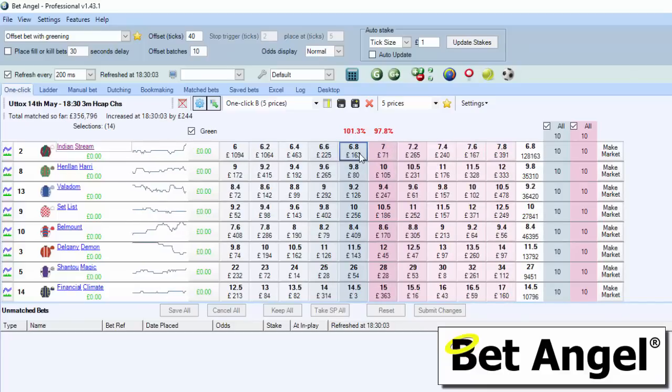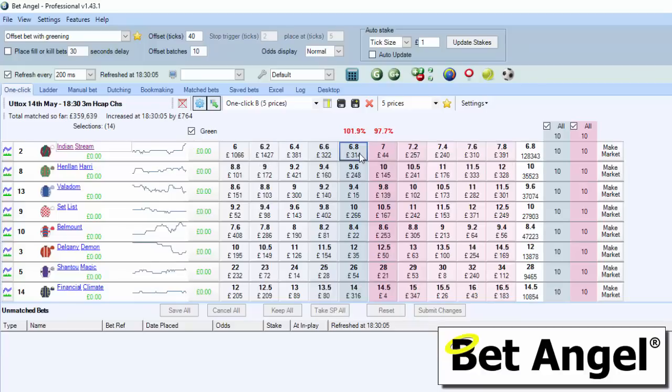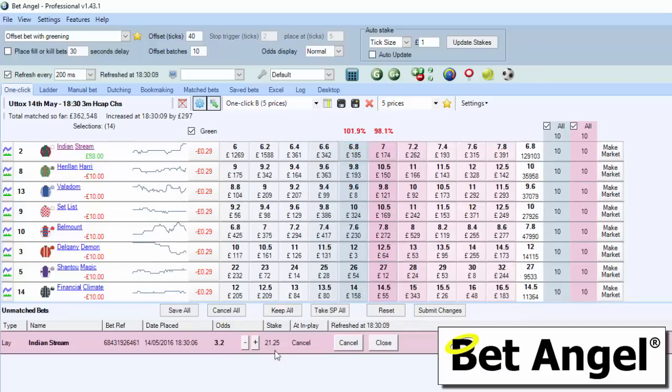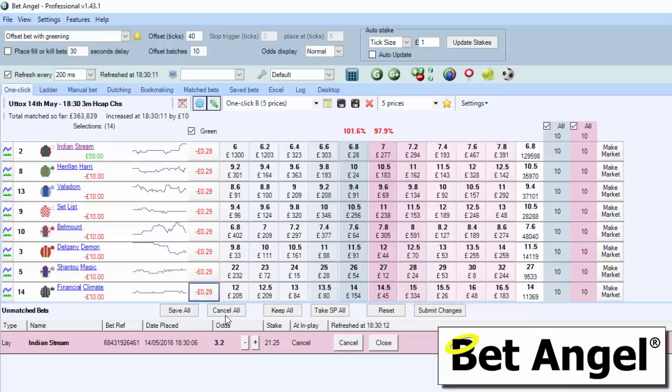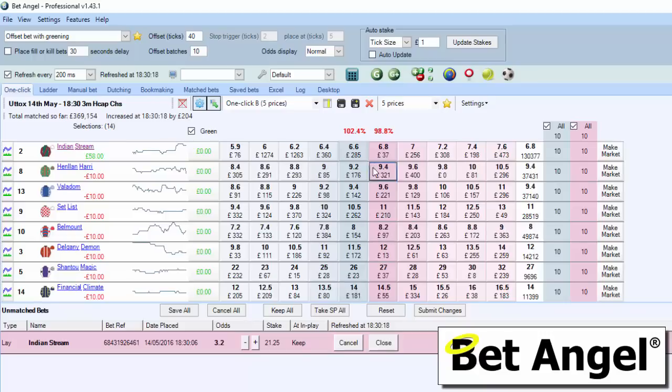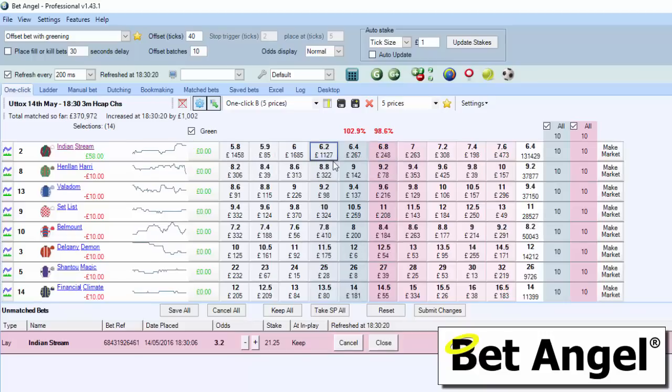So if I just click on his odds here, he's lengthening a little bit here. What will happen is BetAngel will place the back bet and then immediately place a lay bet in the market. When it does that, you click on Keep All, and that will hold the bet over to the in-play period. So you can see we've backed him at 6.6, 6.8.